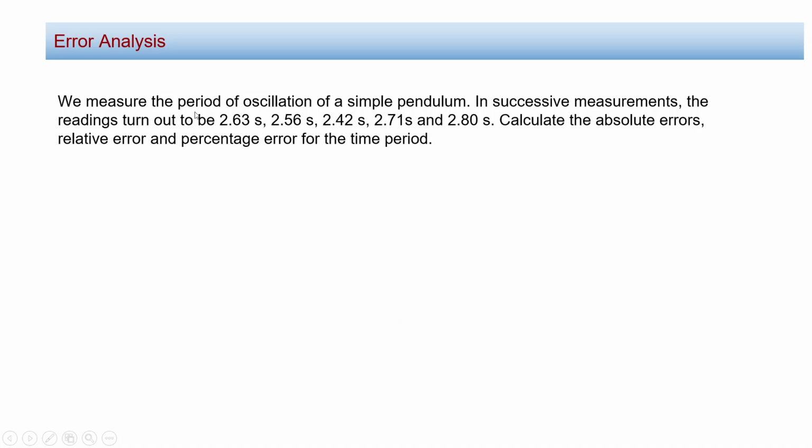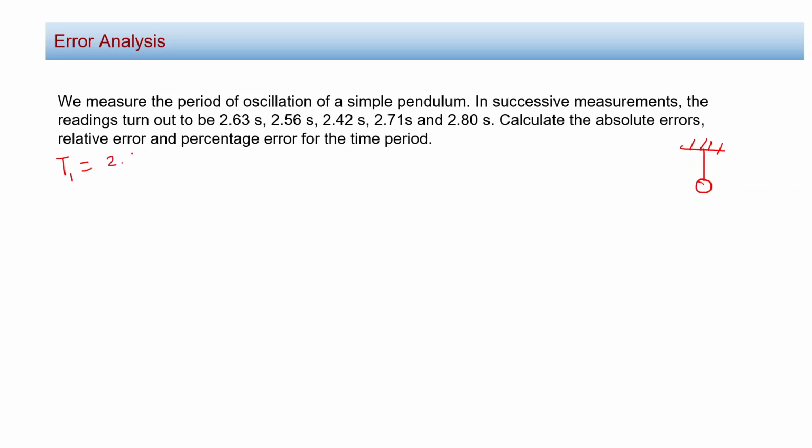The example is: we measure the period of oscillation of a simple pendulum in successive measurements. The readings turn out to be 2.63, 2.56, 2.42, 2.71 and 2.80 seconds. So we repeated this experiment 5 times. Calculate the absolute error, relative error and percentage error for the time period. Okay, so this is again some pendulum we used, and by carrying out this measurement 5 times, every time we found out the time period like this.